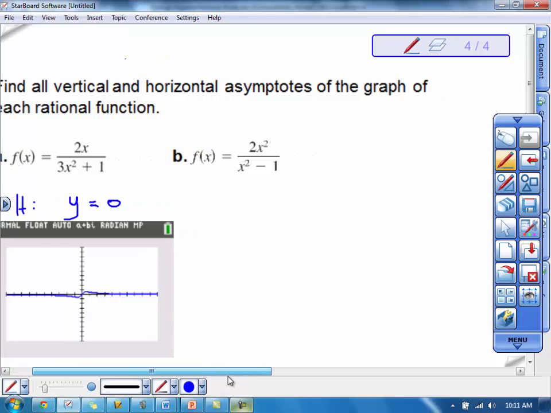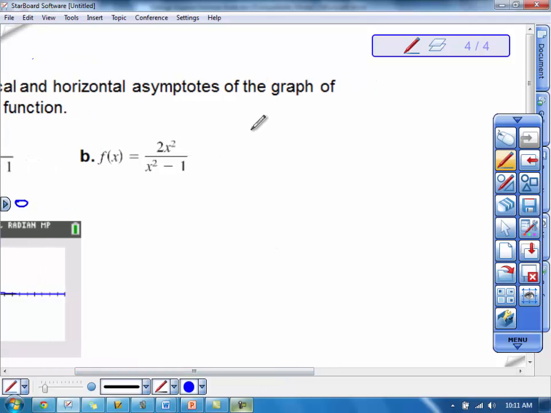For B, the horizontal asymptote, since the exponent's the same in the top and the bottom, the asymptote is the line y equals the fraction of the leading coefficients, so that's 2 over 1. So it's y equals 2. The leading coefficients are 2 and 1 if it's in standard form. So it's 2 over 1, which is 2. This is a horizontal asymptote. The vertical asymptote occurs at zeros in the denominator, which there are 2 of them: x equals 1 and x equals negative 1.